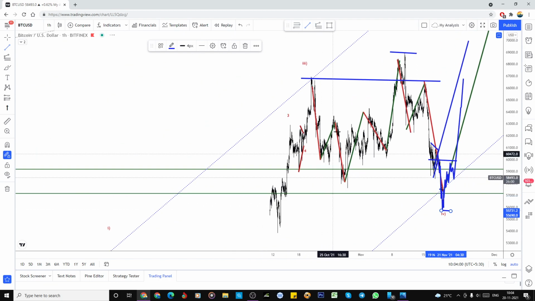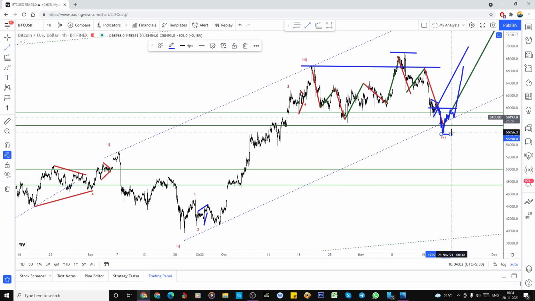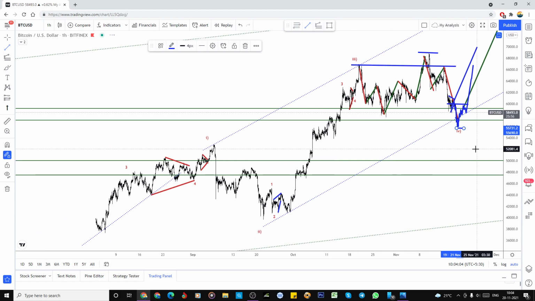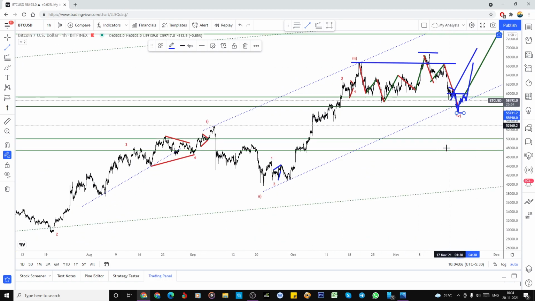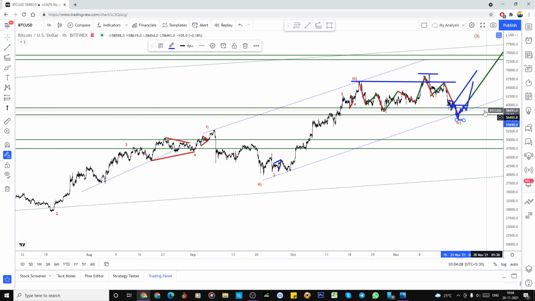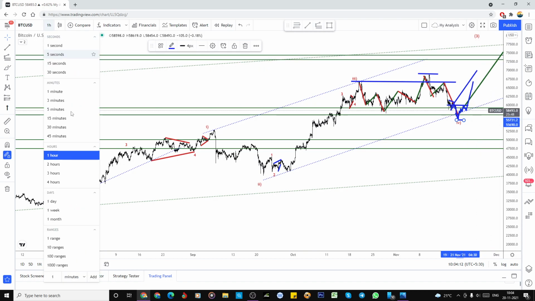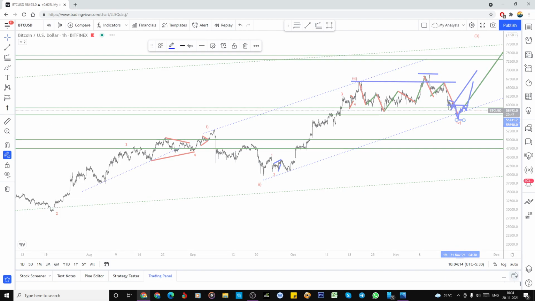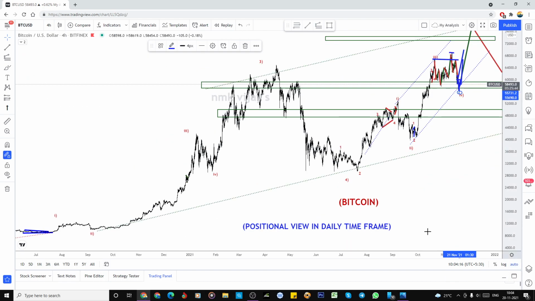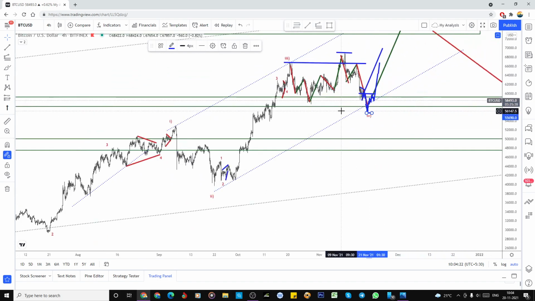The perfect flat correction has completed here, an expanded flat. So why could this not be a fourth wave, with one more fifth wave above 75,000, 72 or 75? I'm expecting the upper trend line can be touched, I think so. Let's wait for this, but invalidation is this one. I already placed the stop loss here. Yesterday night itself I placed the stop loss.